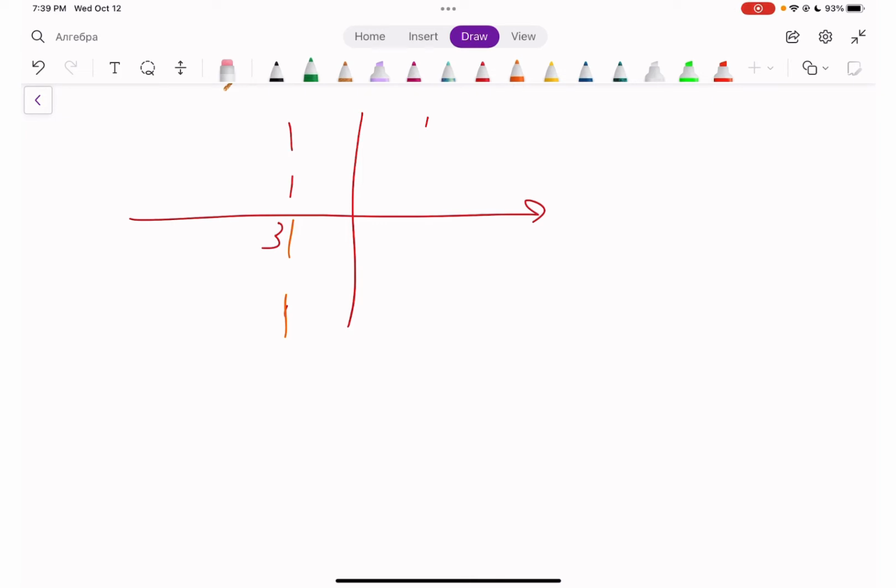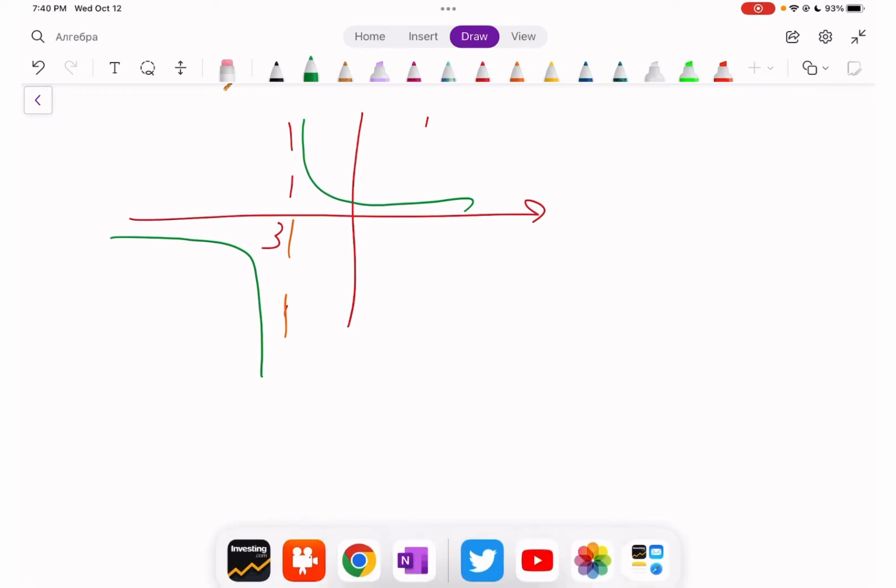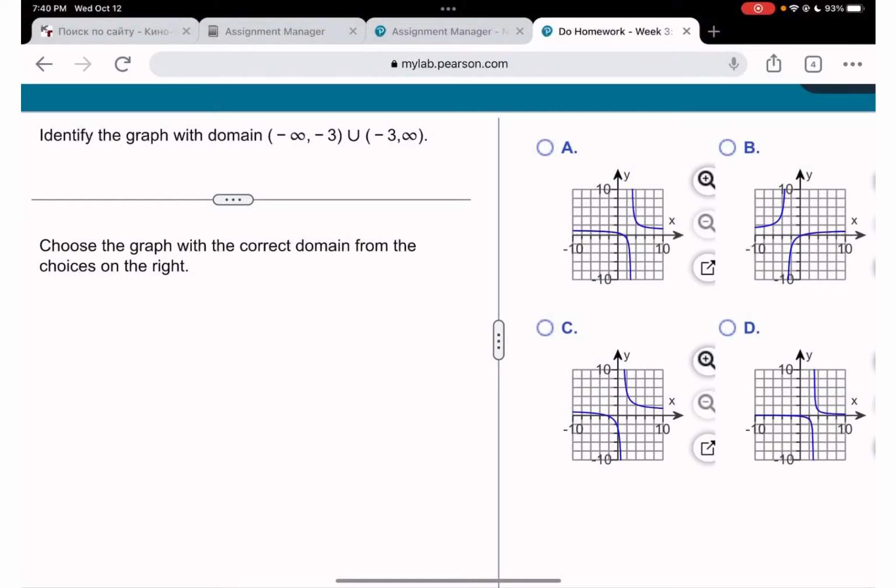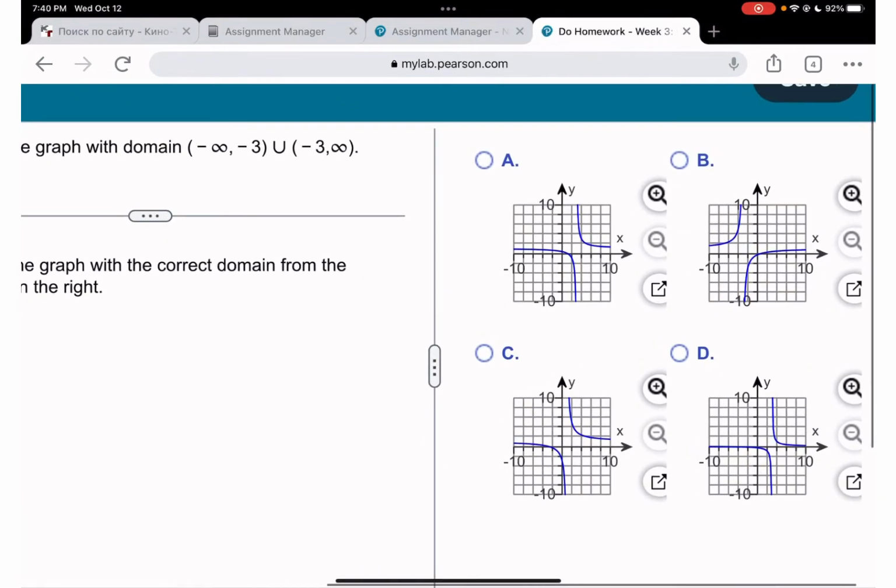So let's say the graph is going like this. Because at negative 3 we have a break, that's why the domain, meaning our value of x, cannot be negative 3. Which means the answer is going to be, which one? Let me see where it's breaking at the point of negative 3. It's going to be here.